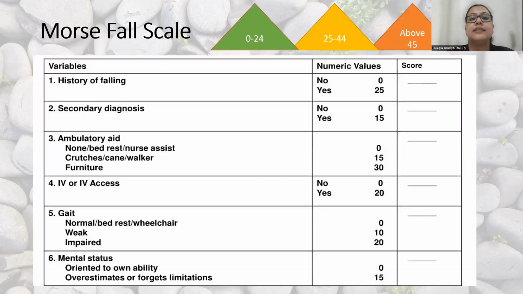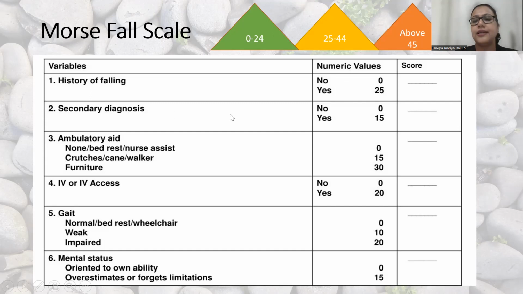So here it is the Morse Fall Assessment Scale. In this, you can see 6 different parameters, and we are giving a numerical score to each of these parameters. At the end, we add all the scores and find the total score. The first one is history of fall. If a patient has a history of fall in the last 6 months or so, then the patient will score 25. If no history, then it will be 0. So we will write the score in the next column.